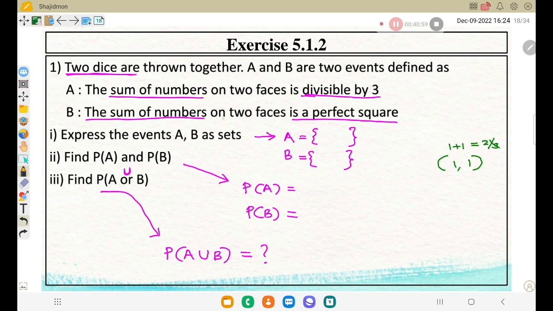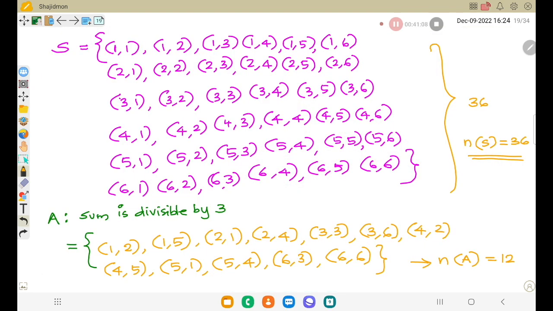B means the sum of the numbers on two faces is a perfect square. What is the meaning of perfect square actually? I will show here. Perfect square means, for example, the square of the number 1. Okay, this is the x number. What is the x square? 1 square is what? 1 itself, correct? What is the number 2 square? 4. 3 number square is 9. 4 number square, 16, correct? And 5 number square, that is 25. 6 square, that is 36.